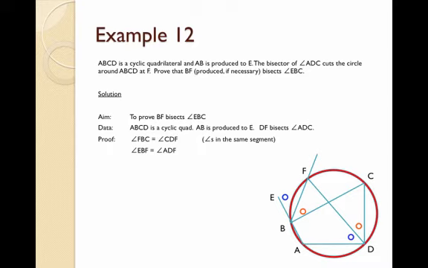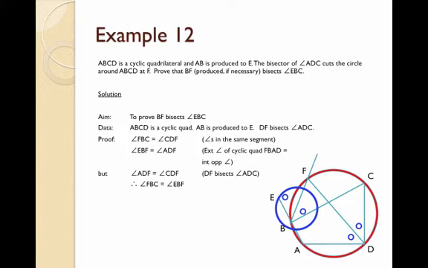Angle EBF equals angle ADF because the exterior angle of the cyclic quadrilateral FBAD is equal to the interior opposite angle. But we know that angle ADF equals angle CDF because DF bisects angle ADC from our data. Therefore, angle FBC equals angle EBF, which means that BF bisects the angle EBC.